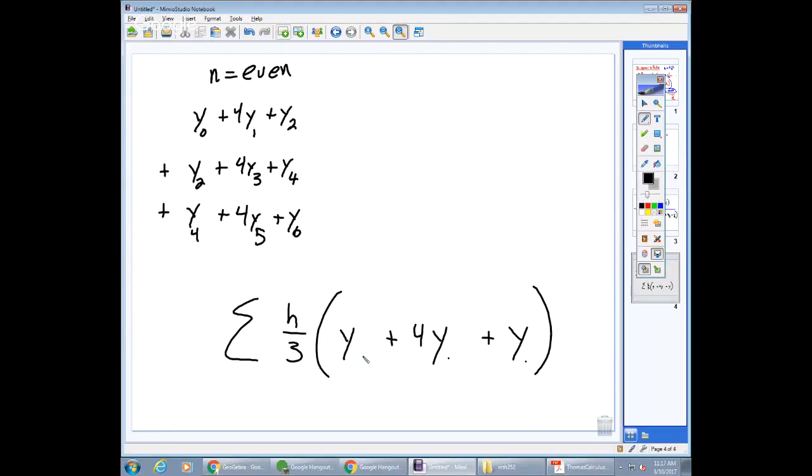Okay. So if n is even, that means n has to equal 2 times some other whole number. Let's call that k for a minute. n here is going up to 6. So note 6 is really 2 times 3, right? And over here, that's 4. 4 is really 2 times 2. And then 2, I consider 2 times 1. So these numbers right here are my k's.